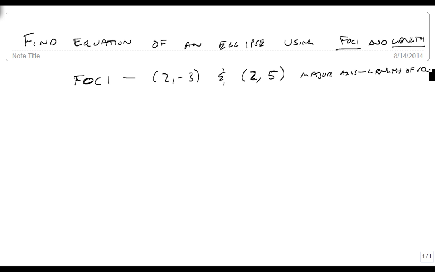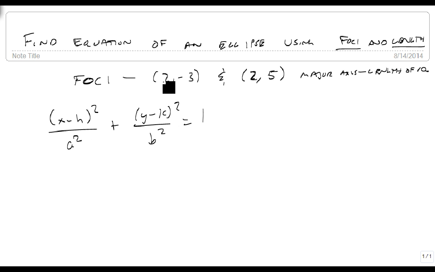Well, this doesn't look like much, but this is actually all the information we need, because we're looking at (x minus h) squared over a squared plus (y minus k) squared over b squared equals 1. And if we're looking at this, notice that our graph is changing up and down. So we have a point at 2, -3 and a point at 2, 5. So for the foci, they're the same here, which means this is my major. This is our major. So our minor is going this way.